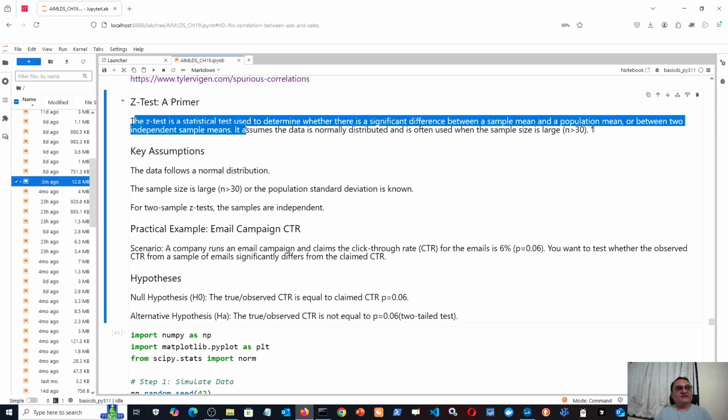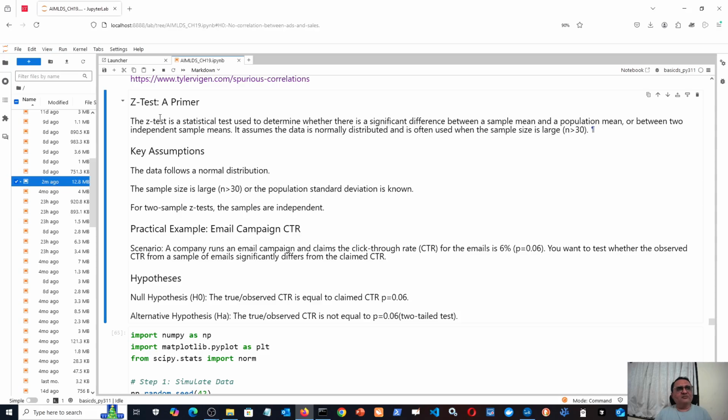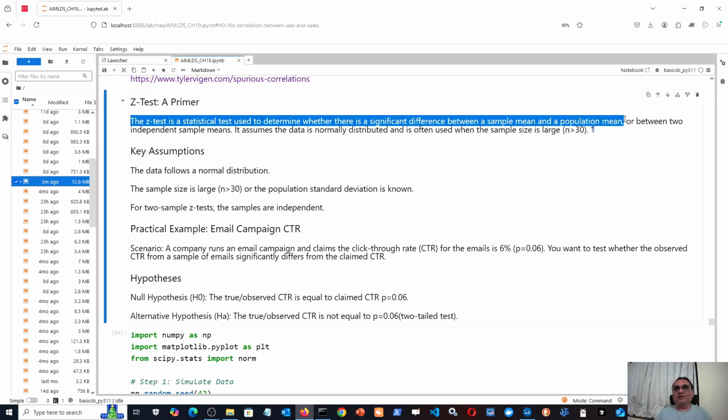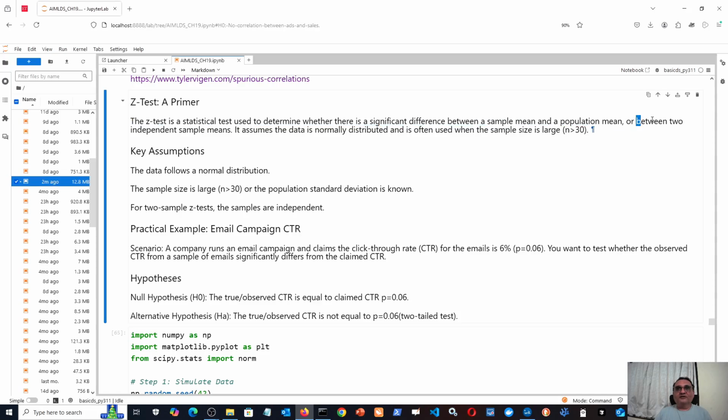What is Z test? So let us just do a little bit of theory. Z test is a statistical test which is used to determine whether there is a significant difference between the sample mean and population mean, or between two independent sample means. Okay. Now what is the meaning?